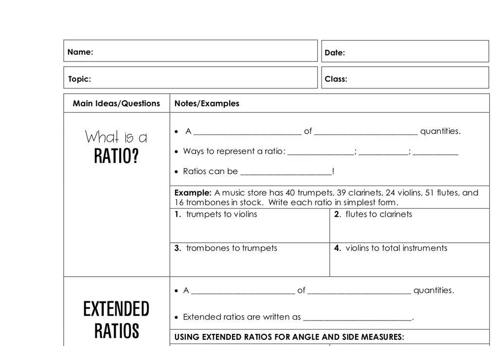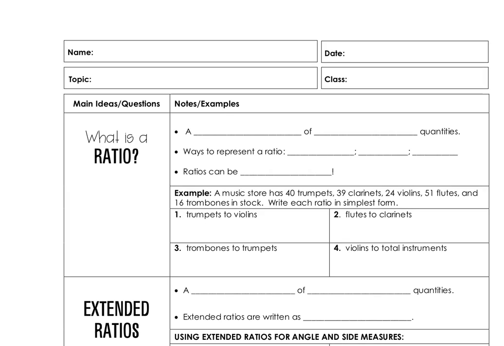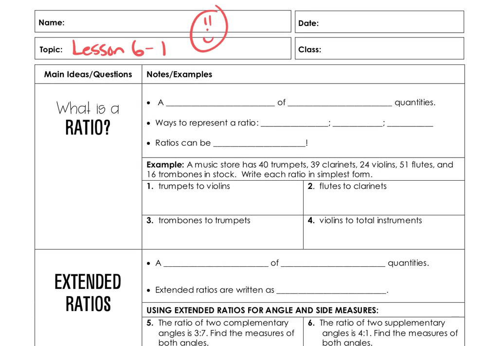All right, guys, welcome to Unit 6. Here we go. This is going to be Lesson 6-1. And the good news is a lot of this is a review from even 7th and 8th grade. So we're going to dive right in and talk about a ratio.